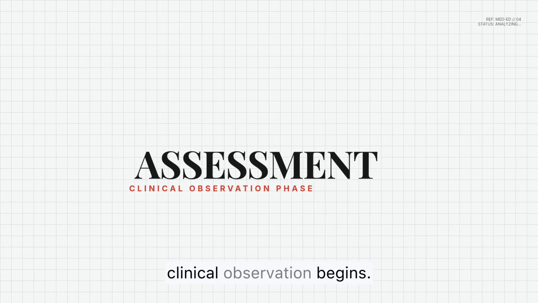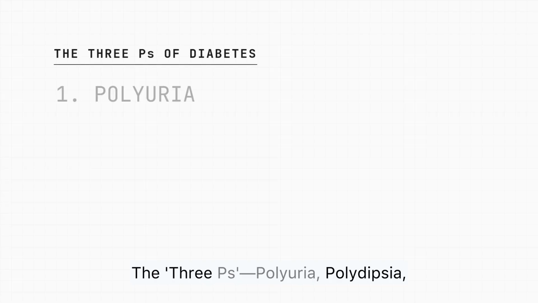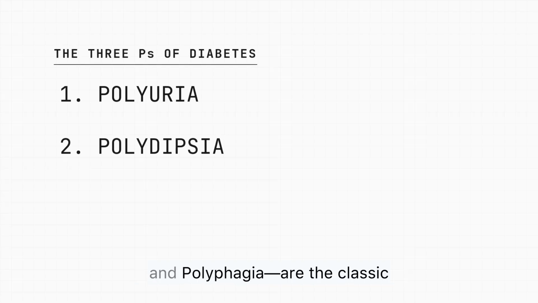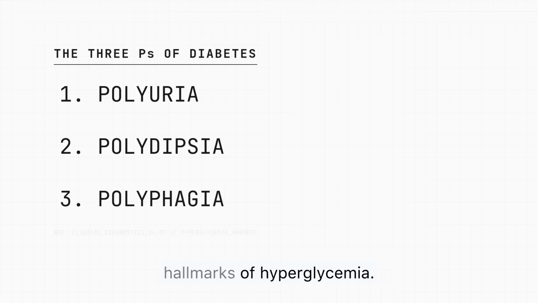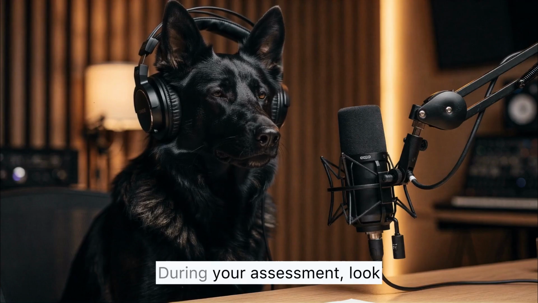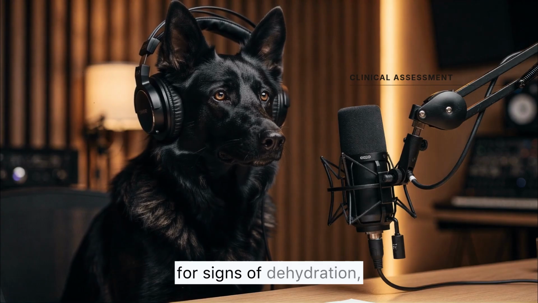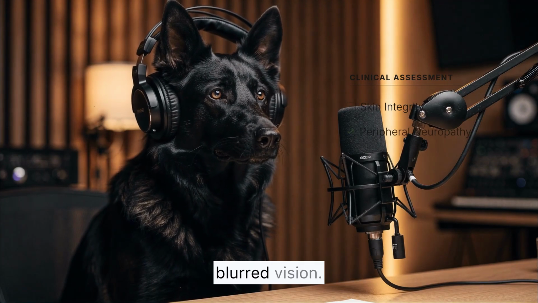Now let's move to assessment. This is where your clinical observation begins. The 3 Ps, polyuria, polydipsia, and polyphagia, are the classic hallmarks of hyperglycemia. During your assessment, look for signs of dehydration, poor wound healing, and blurred vision.